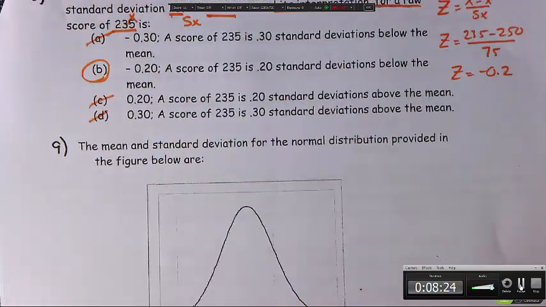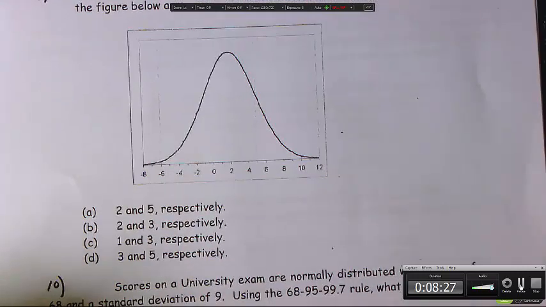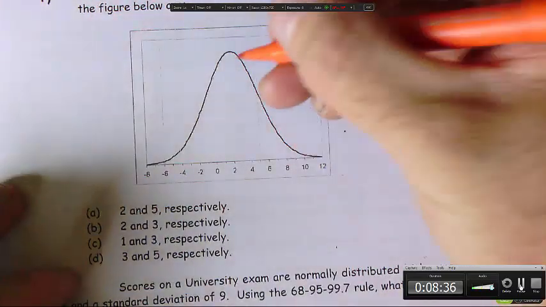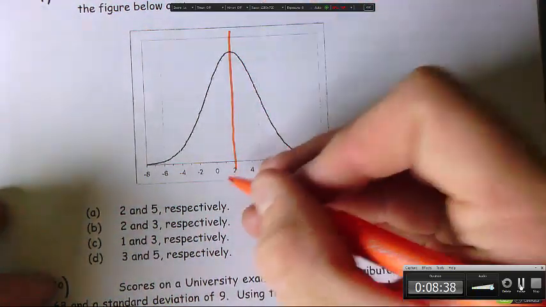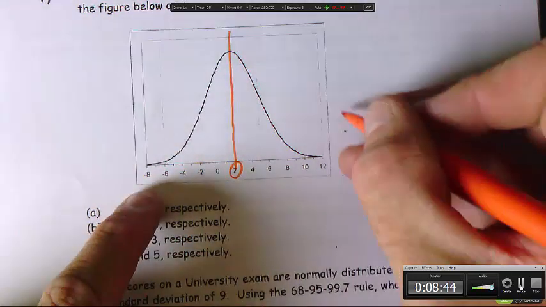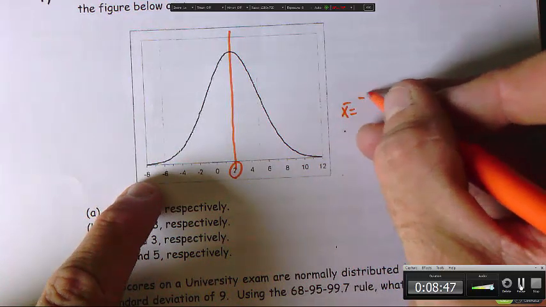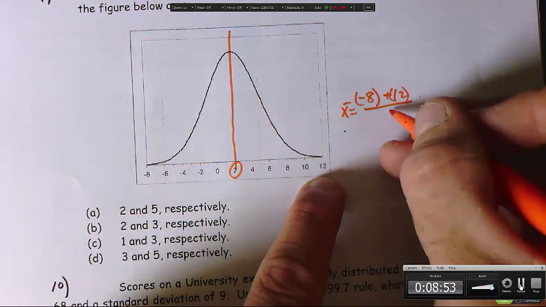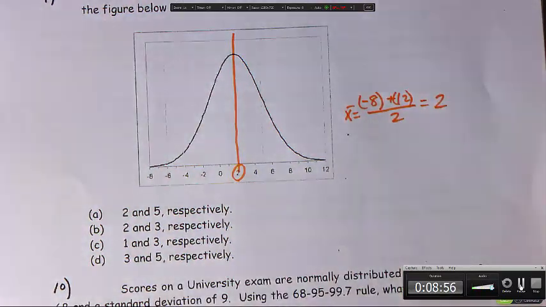The mean and standard deviation for the normal distribution in the figure below are, this is using the empirical rule. Just knowing how to find the middle of the normal distribution and the size of the standard deviations. The middle is pretty easy. In this case, it's 2. Right? The other way to find the middle, to find x bar, you take the lowest and the highest, add them up, and divide by what? 2. And in that case, you get 2 also. Okay, it's not too hard to draw a line on the middle and figure out the answer. So it's 2. So the answer is either A or B.